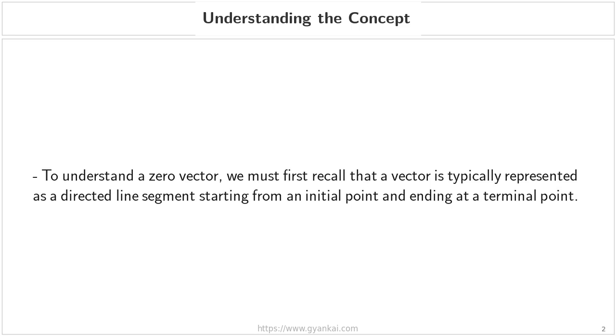Understanding the concept. Now that we've introduced the topic, let's dive deeper into what a zero vector actually is. To grasp this concept, we first need to revisit our fundamental understanding of a standard vector. Usually, when we think of a vector, we visualize it as a directed line segment, essentially an arrow that starts at one specific location, which we call the initial point, and moves toward another location, known as the terminal point.